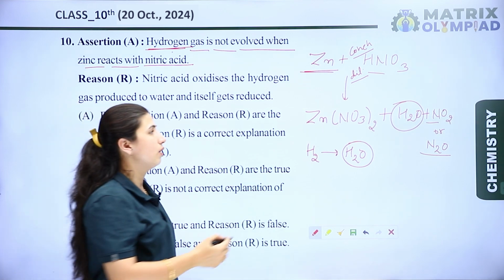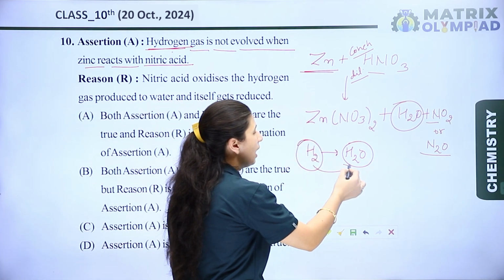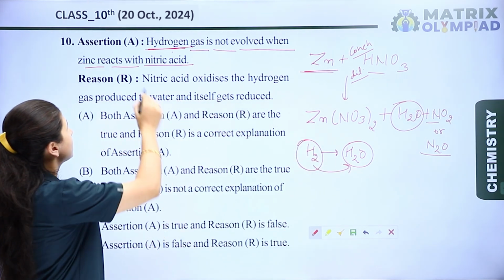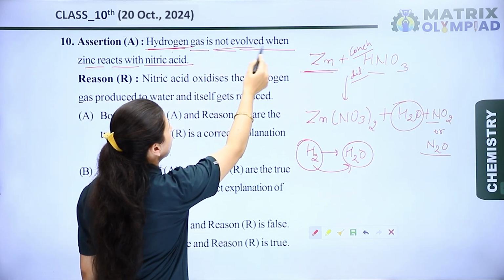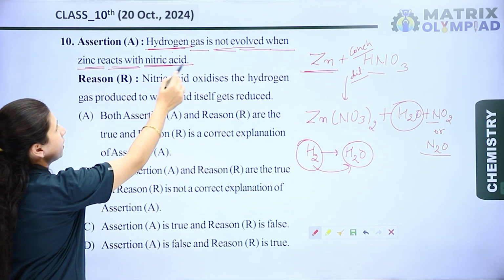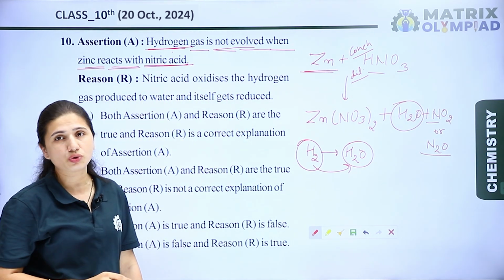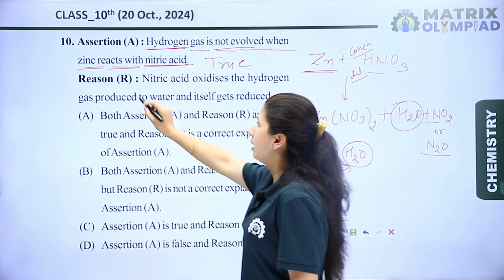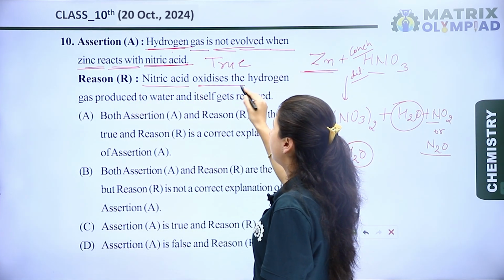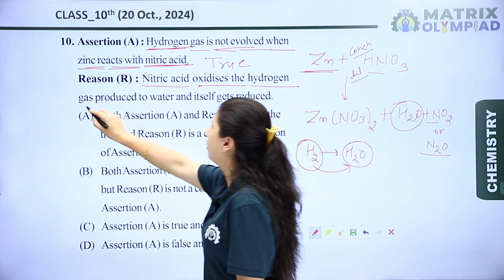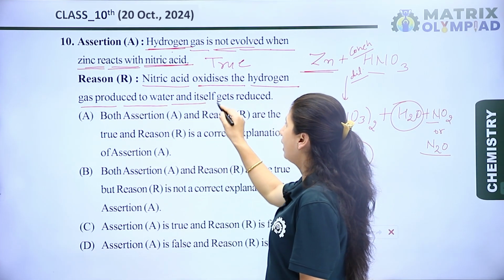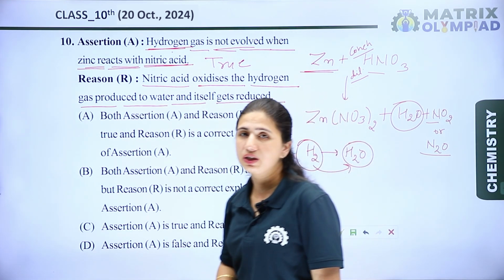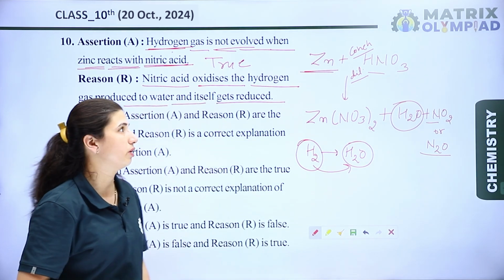So that's why it converts H2 into H2O. The assertion is that hydrogen gas is not evolved when zinc reacts with nitric acid. It is a completely true statement. Now let's see the reason. The reason is that nitric acid oxidizes the hydrogen gas produced to water and itself gets reduced. Yes, it is a completely true statement.